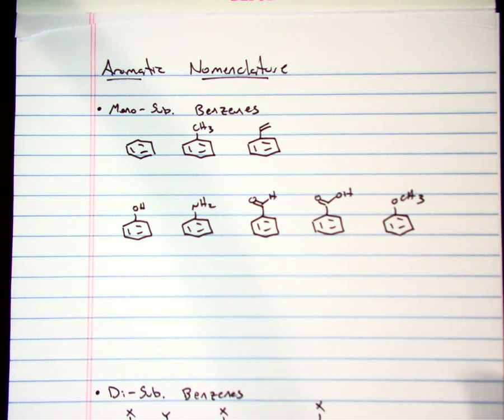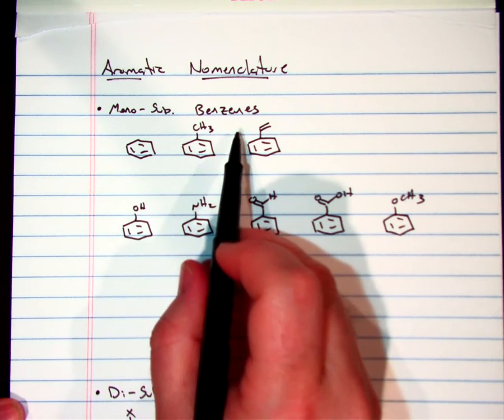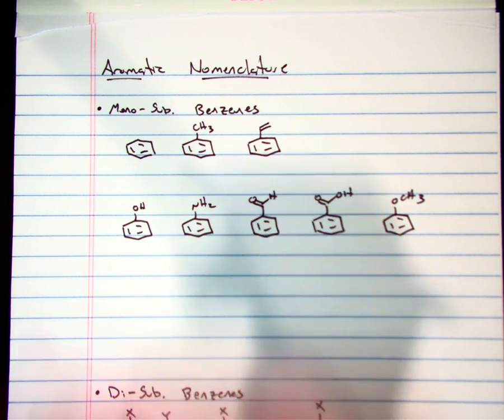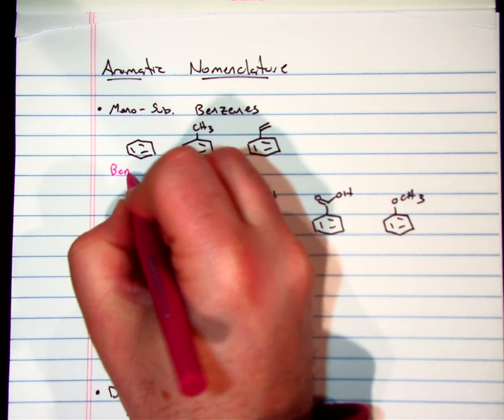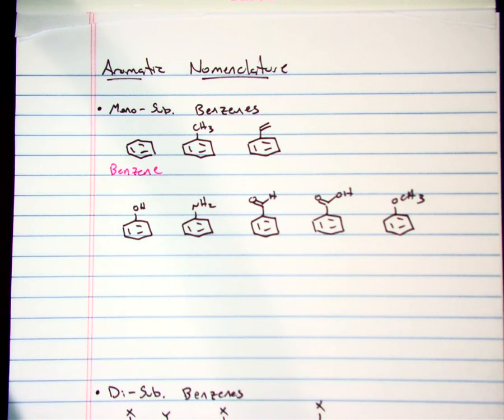So I want to talk a little bit about aromatic nomenclature. We're going to start talking about aromatic reactions, and we have to have a way of talking about the different types of aromatic systems that we're going to be looking at. If we have monosubstituted benzene systems, so here we just have benzene on its own, there are an awful lot of common names associated with monosubstituted benzene systems.